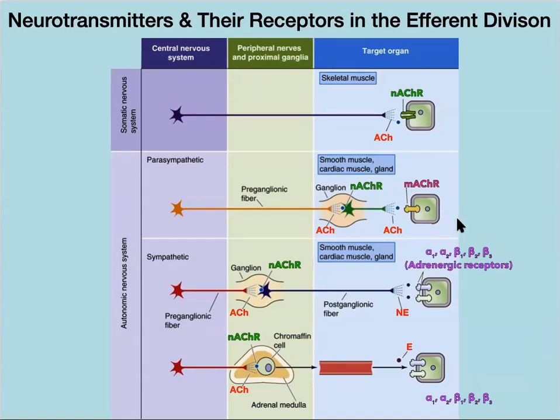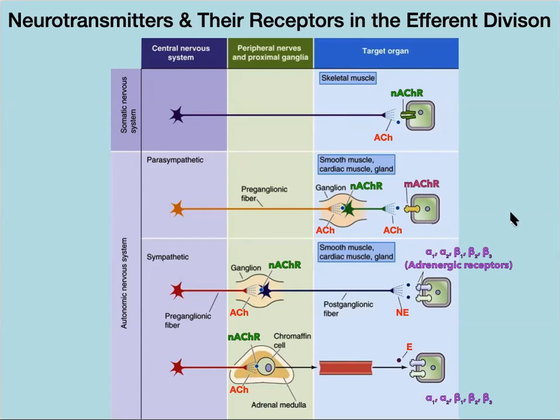The story changes a little bit when we're looking at what happens with the postganglionic parasympathetic neuron synapsing onto its target organ. Here we see that the neurotransmitter released, again, is acetylcholine, but it's going to bind to muscarinic cholinergic receptors on its target organ as opposed to nicotinic.